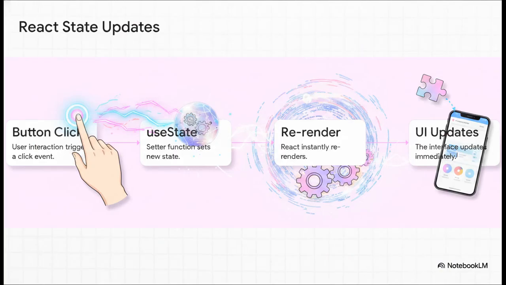Now let's completely demystify the somewhat invisible useState process and see how React actually, well, reacts. Imagine a user clicks a button. Just a simple click. That single event triggers the useState setter function. By setting a new state, React instantly re-renders that specific component. And boom, the UI updates immediately. The golden rule here is you never modify state directly yourself. You use the setter, and React handles all the heavy lifting behind the scenes to update exactly what the user sees.